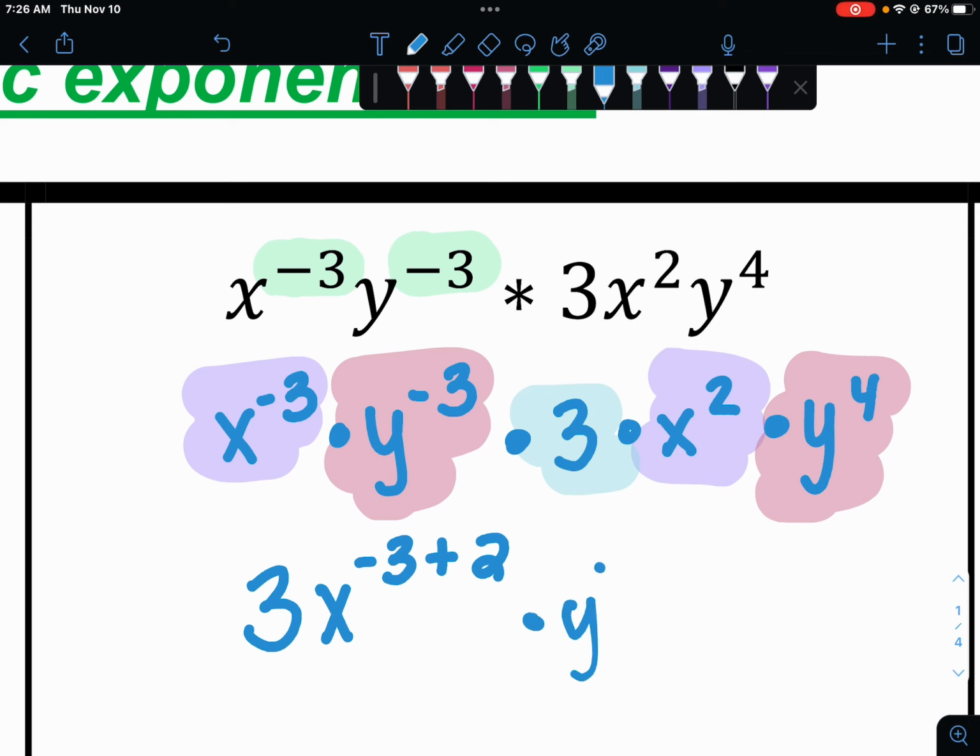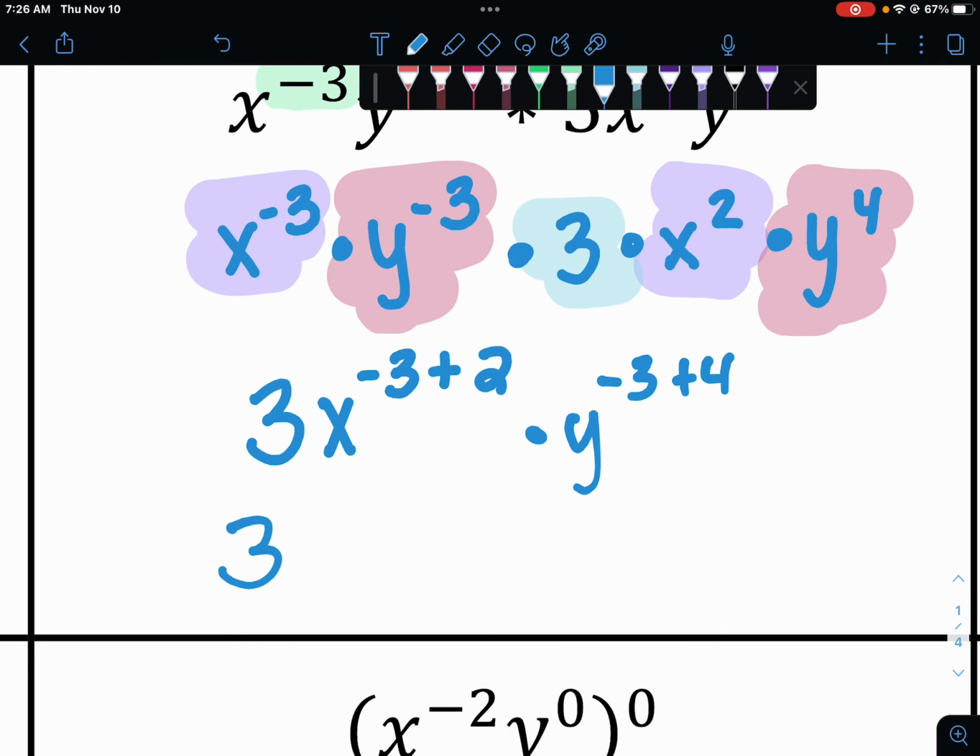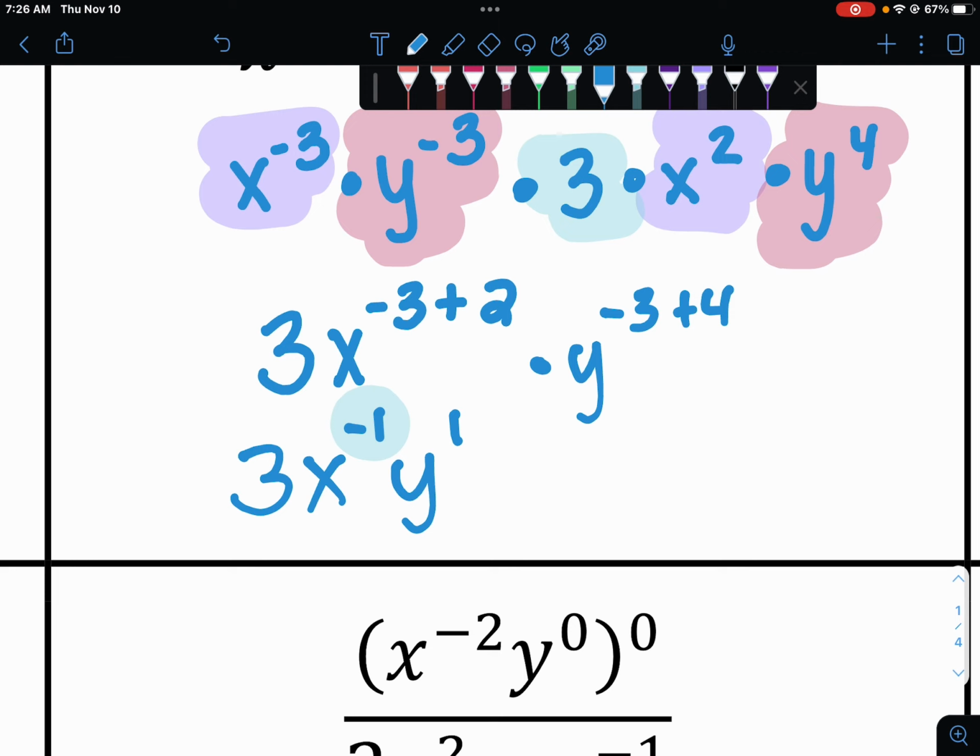Okay, so y negative 3 plus 4. 3x to the negative 1, y to the first. This negative 1, I don't like negative exponents. It just means it needs to move to the bottom in our fraction. So it'll be 3y to the first over x to the first. You can get rid of the exponent of 1 if it makes you happy and just have 3y divided by x.